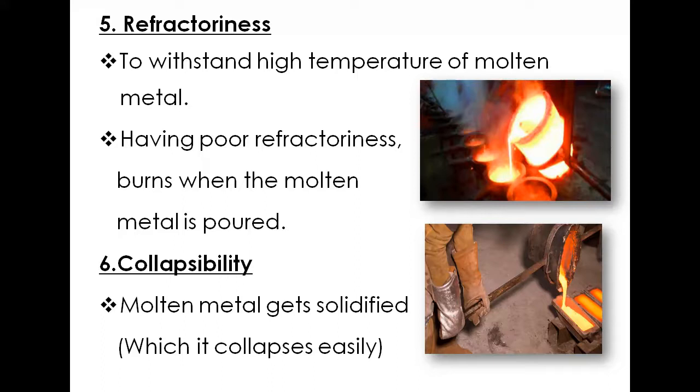The last one is collapsibility. The molten metal gets solidified, so liquid is converted to solid. It gives some allowable time, after which the sand collapses easily. Finally, you have to remove the pattern and remove the unwanted material. At that time the sand particles help it to collapse easily. So when the particles have that property, it helps to remove the component easily.